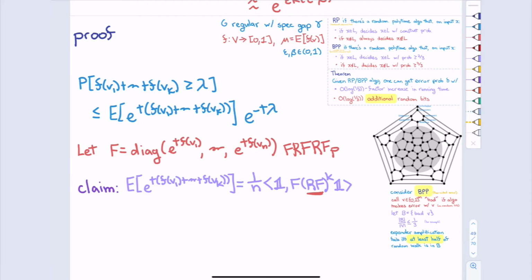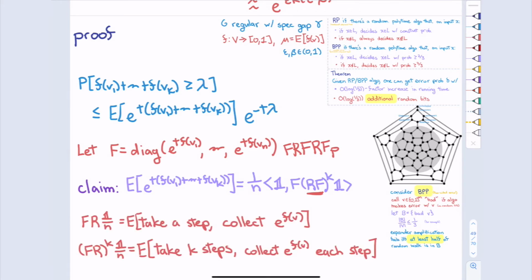Okay, so something like F R times, say, some uniform distribution over the vertices, is like first taking a random step and then collecting points based on the vertex you're on after that random step. And to do that over and over again, it's like repeatedly taking the step, and each time I collect e to the f v along the way. Although they kind of multiply together as opposed to adding when I say collect.